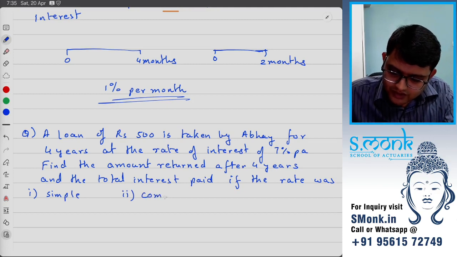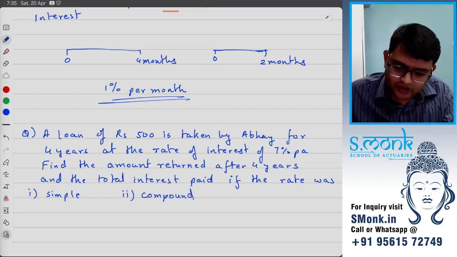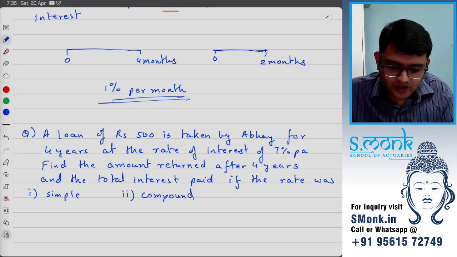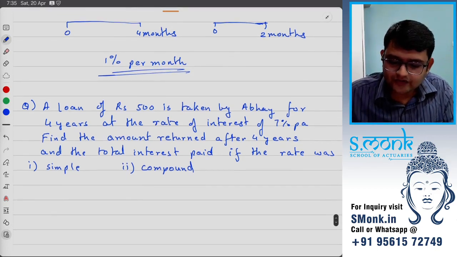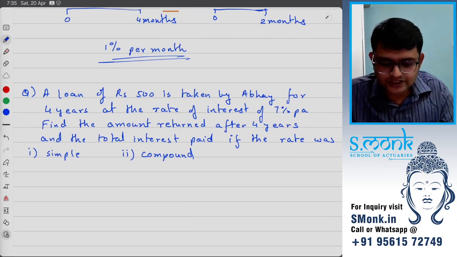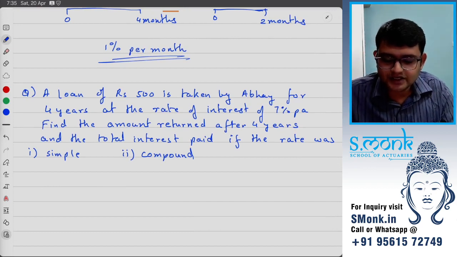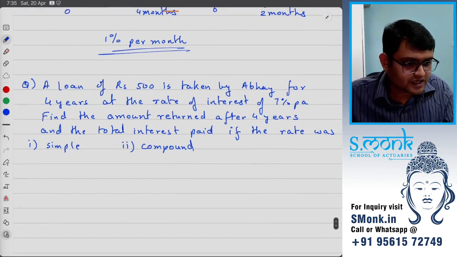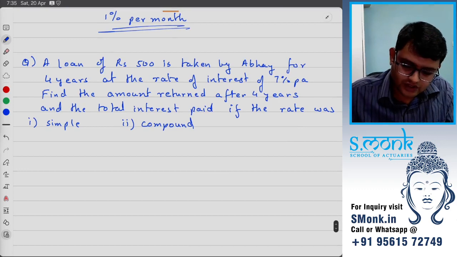So here we are talking about a loan of rupees 500 taken by Abhay for 4 years at the rate of interest of 7% per annum. Find the amount returned after 4 years and the total interest paid if the rate was, first, simple and the second, compound. Okay.